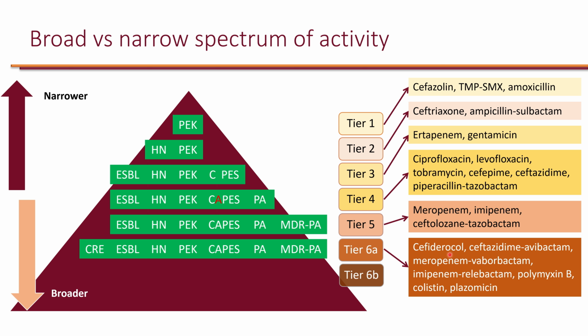So cefiderocol, ceftazidime-avibactam, and some of these carbapenems combined with beta-lactamase inhibitors. So meropenem-vaborbactam, imipenem-relebactam, and also some other classes. So polymyxins, so polymyxin B and colistin, as well as plazomicin, which is an aminoglycoside, the most recent aminoglycoside, has good activity against these agents.